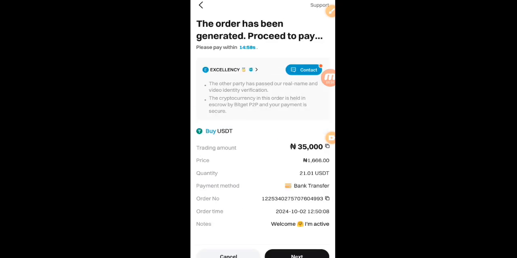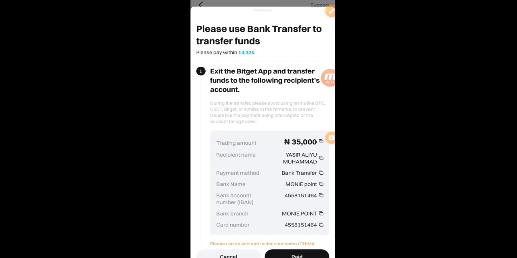Make sure your network is ready. The order has been generated. Proceed to pay. It has been generated. Now, the contact said the other party has passed our real name and video identification verification, so you can trust him. The cryptocurrency in this order is in escrow. The amount is 35,000. Price is this, bank transfer, order number, this and that. Welcome and active. You now say next.